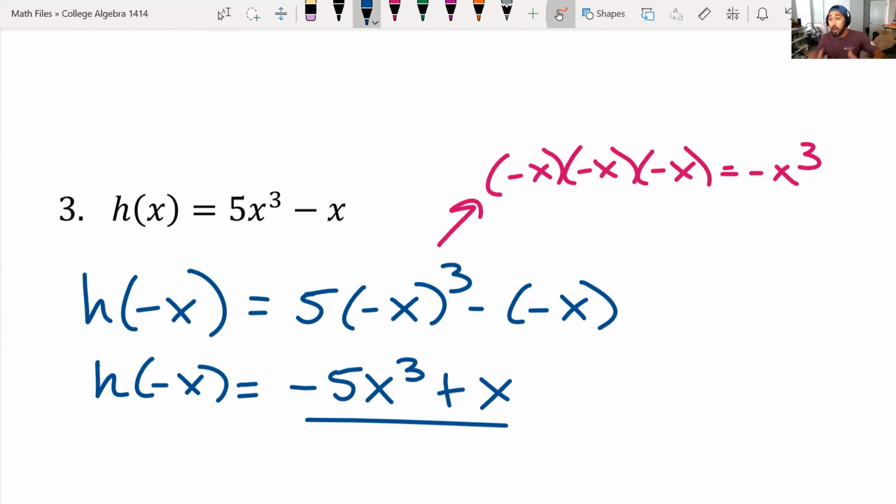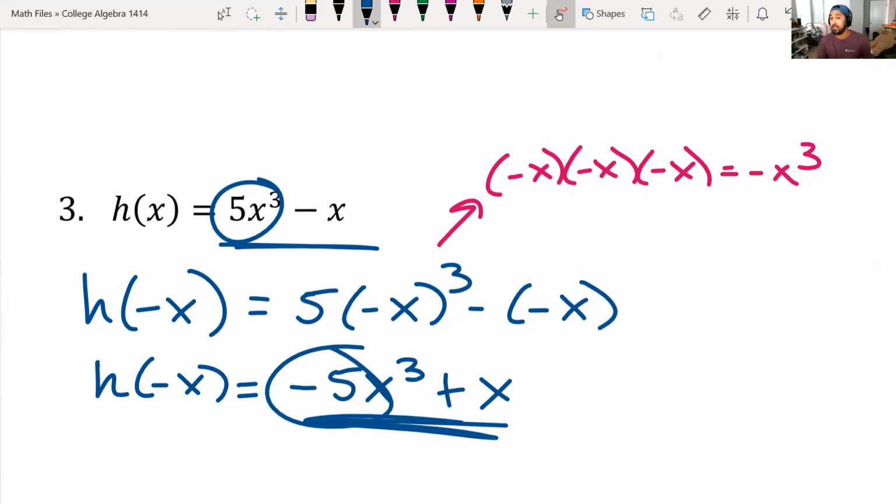So remember, to be odd algebraically, all the signs must change. So compare this answer to the original function. In the original function, that 5 is positive, and here the 5 is negative. That x is negative, this x is positive. Have all the signs changed?